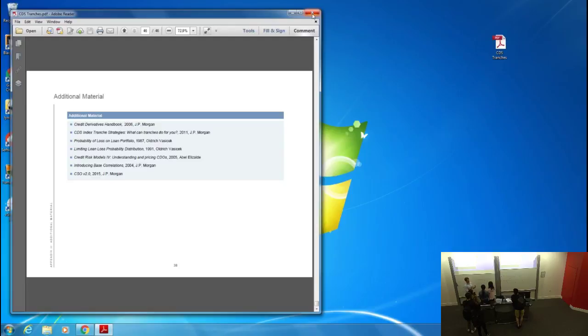When you rebalance your delta, you're losing money every time you rebalance. That's the same with an option as with a tranche.